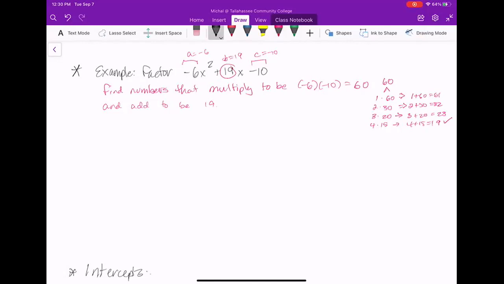All right. So what I'm going to do now, the second step, is rewrite my bx term, my 19x, as the sum of two terms with 4 and 15 as coefficients. So 4x plus 15x. So when I rewrite my expression, I get negative 6x squared plus 4x plus 15x minus 10. Now I'm going to factor by grouping.